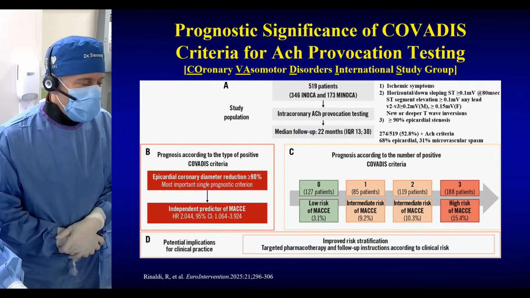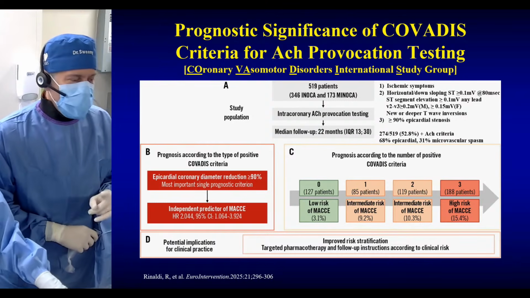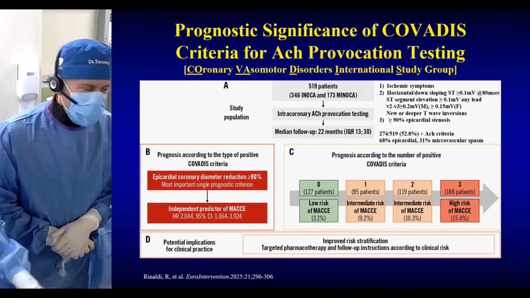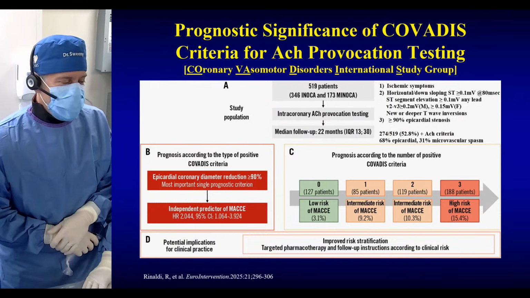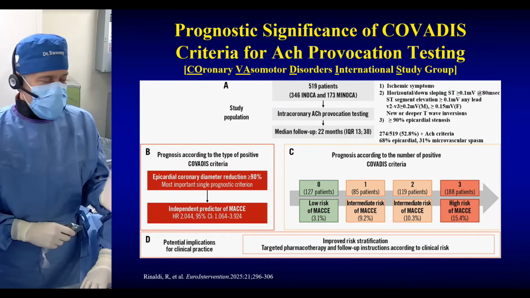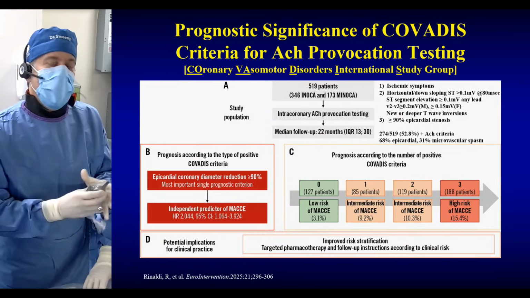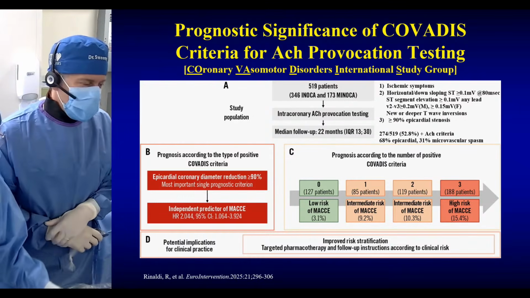So if you have no criteria, your risk of MACE is very low, 3%. If you have one of those 3 criteria, you're at 9%. 2 of those criteria, 10%. All 3, 15% risk of major adverse cardiovascular event. So this was actually very helpful to us because we don't really have to hang our hat now on having all 3 of those criteria to help say this patient has vasospasm.